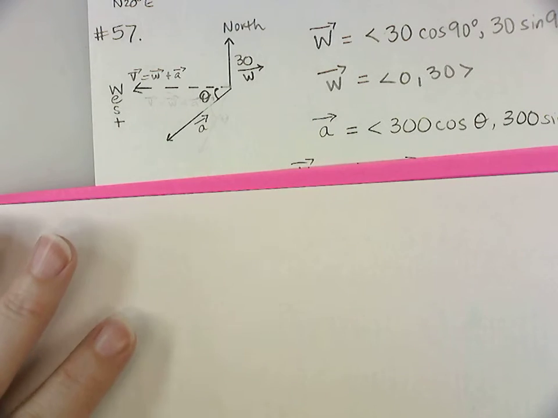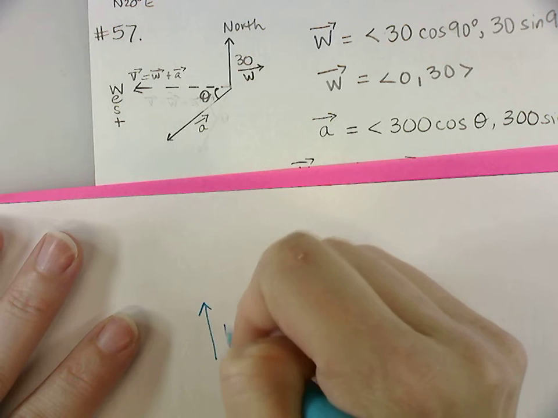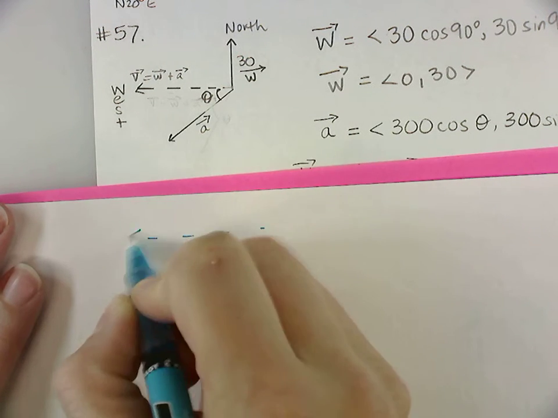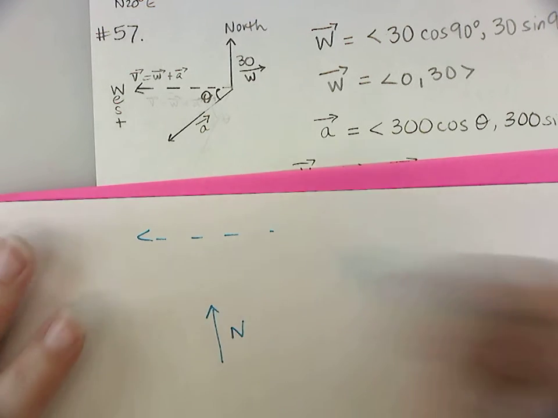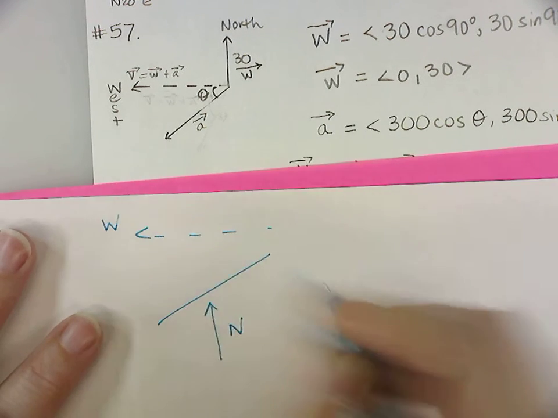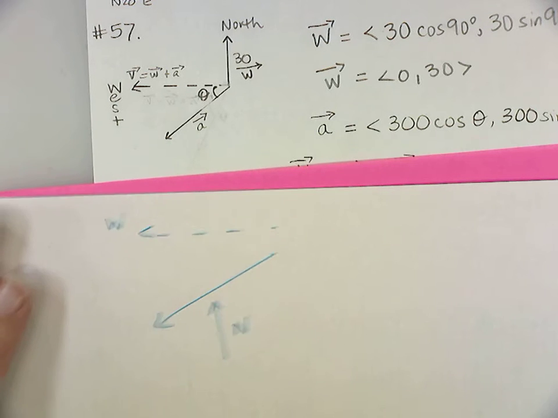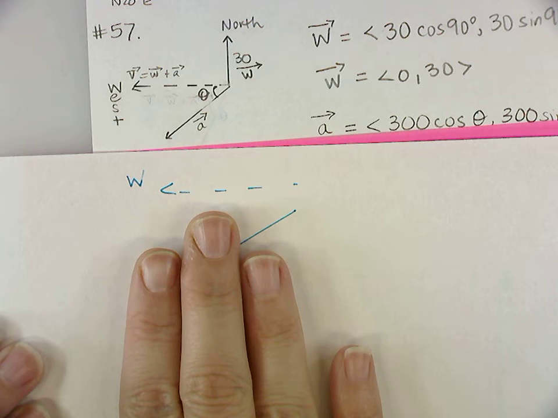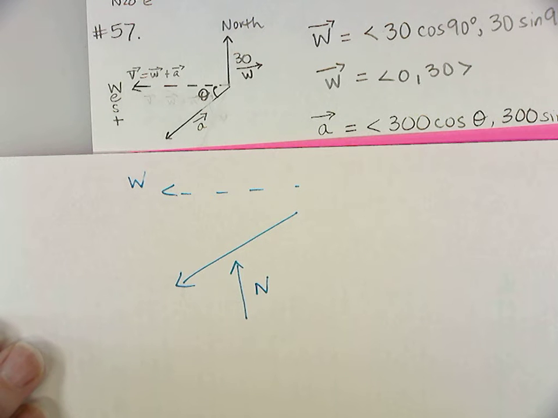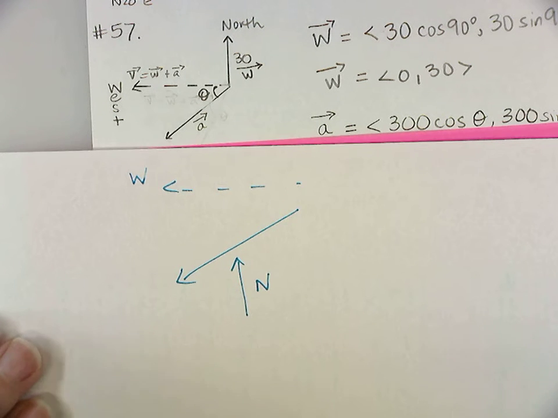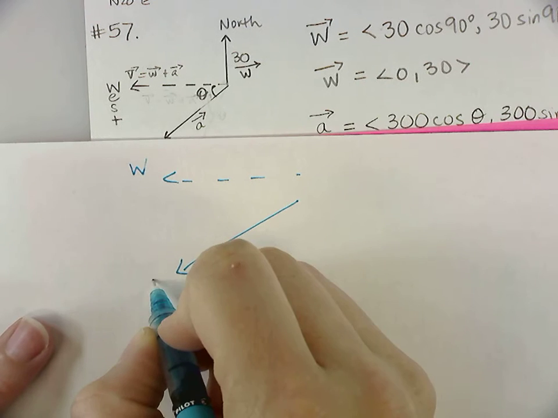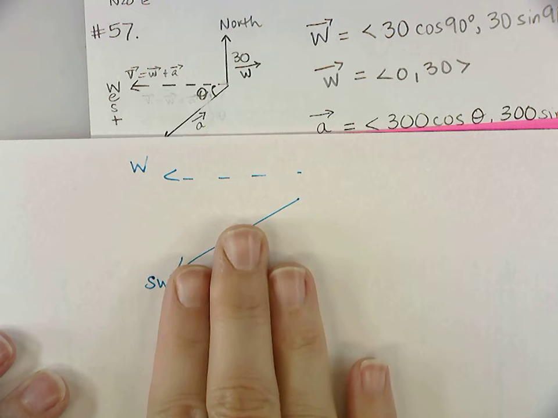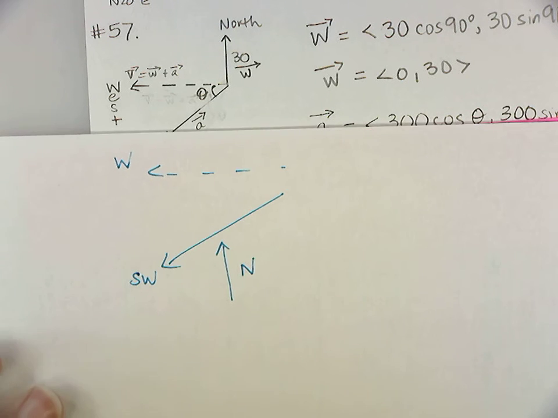So one way you can think of it is if the wind is going to the north and you want to go to the west, you're going to have to fly southwest in order for that northern wind to push you up to go directly west. Okay, does that make sense? So you're going to be flying somewhere in this direction, southwest, because that northern wind is going to push you so you're going directly west.